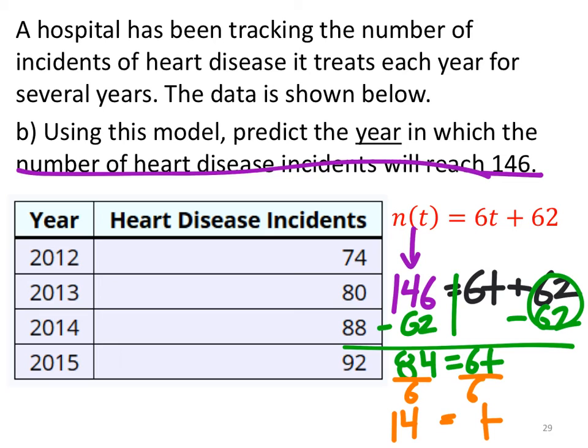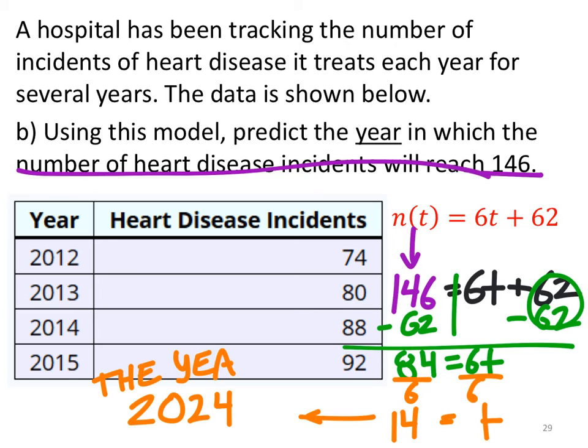Yep, 14. Well, t equals 14, that'd be 14 years, but it's 14 years after 2010, right? Well, 2010 plus 14 would translate into 2024. I guess we can label it with the year 2024. That seems more appropriate.